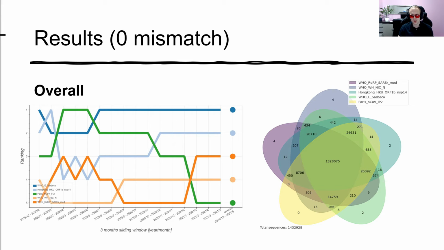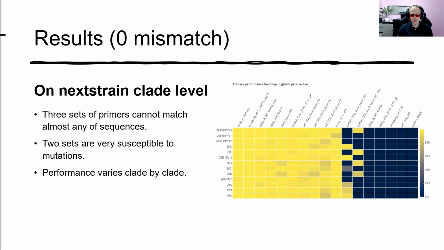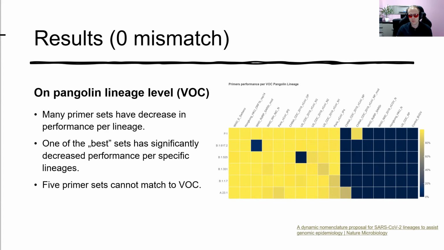What is concerning is the difference between the overall intersection of all 5 best primer sets over the union of their performance, which is bigger than 100,000 sequences. The performance of all primers on clade level varies clade by clade. The 5 sets that came up as last in our benchmark have been most susceptible to the evolution of the virus. In the middle of the heat map, you can see also decrease in performance of the US CDC and Institut de Pasteur primer sets. On lineage level, the impact of evolution on the performance is even more visible.